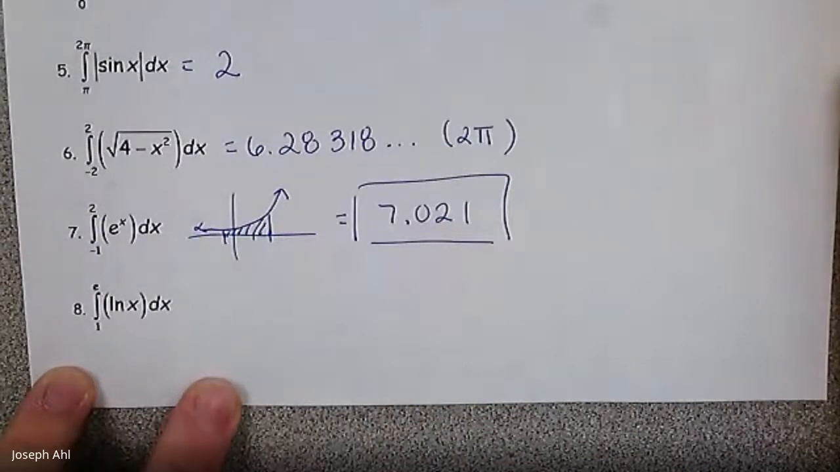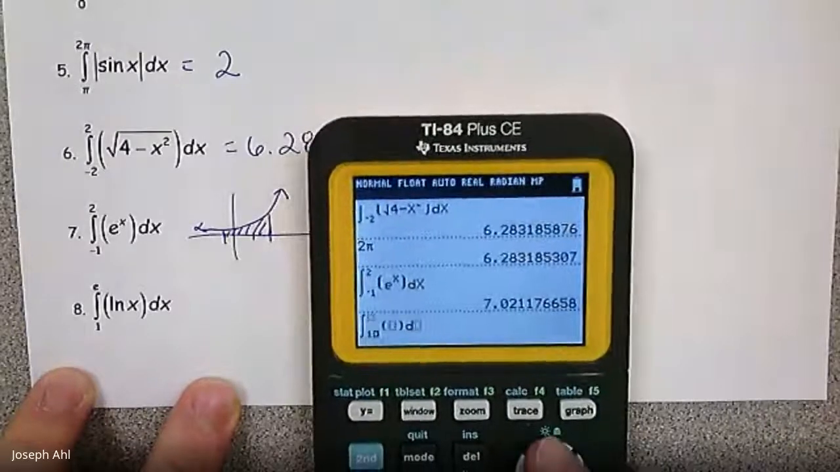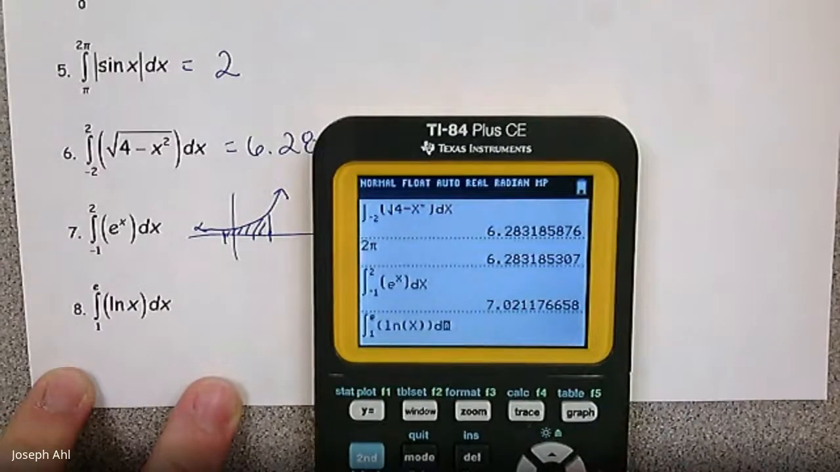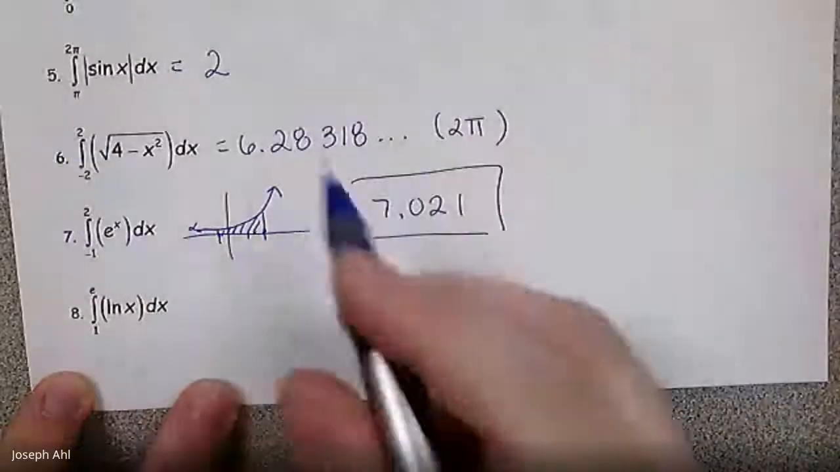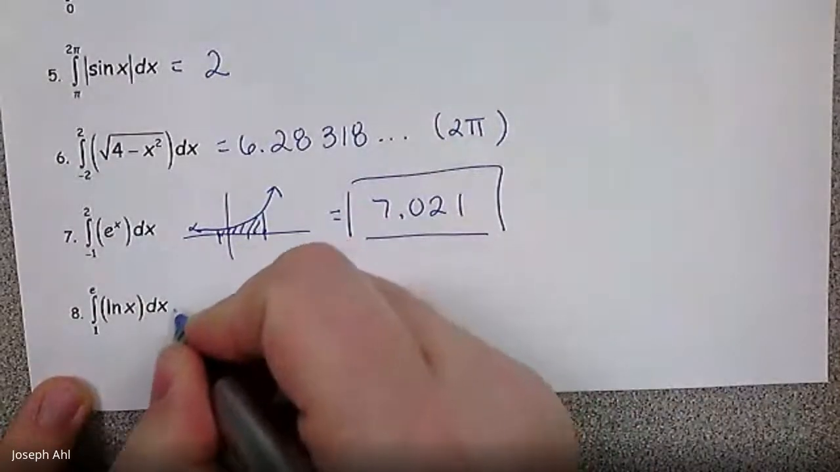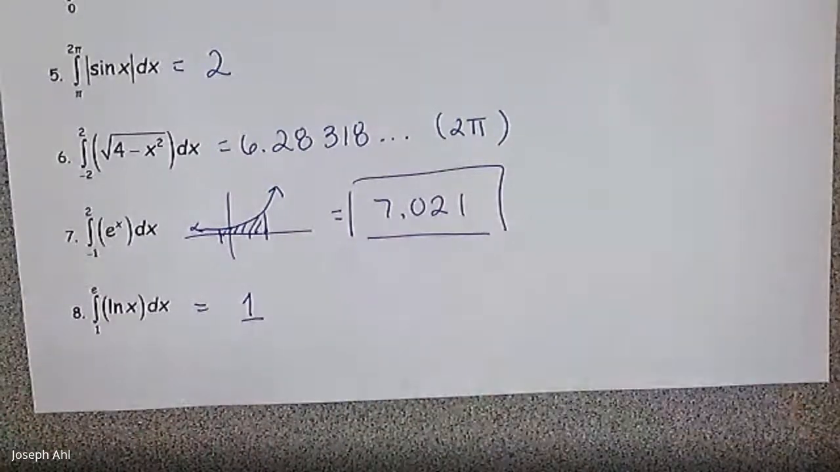Same thing for ln of x. Since we don't know the integral yet, you would have to do math 9 for now. So from 1 to e, this is going to be an interesting one as well. The integral from 1 to e of ln of x dx is exactly 1 square unit. So if you look at what the graph looks like for ln of x from 1 to e, the area here is 1.